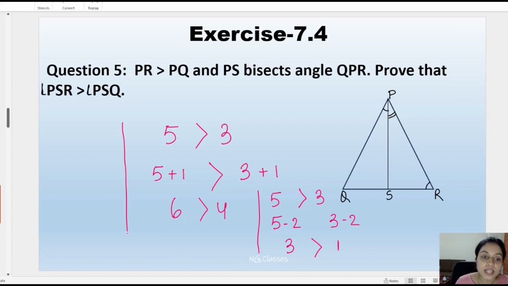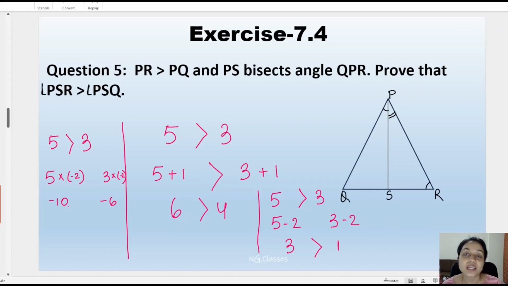Because once we take a negative number, let's say again the same example, 5 is greater than 3. And if you multiply or divide by a negative number, let's say you are multiplying both sides by minus 2. So 5 multiplied by minus 2 became minus 10 and 3 multiplied by negative 2 became minus 6. Now here you can see minus 10 is not greater than minus 6. Rather, minus 6 is greater than minus 10, right? So we have to reverse the inequality sign in this case.